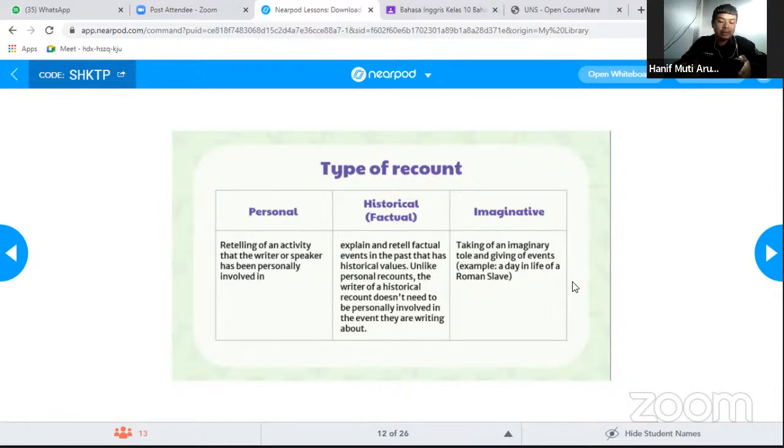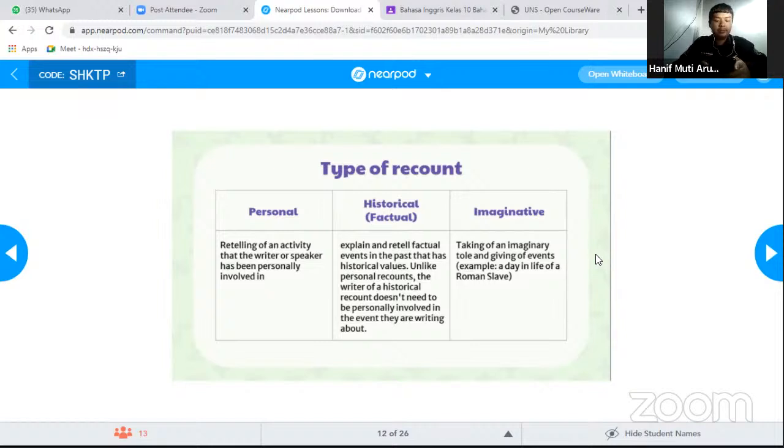The types of recount are three. The first is personal. Personal is retelling an activity that the writer or speaker has been personally involved in. And my students, the second is historical. Historical explains and retells factual events in the past that have historical value. Unlike a personal recount, the writer of a historical recount doesn't need to be personally involved in the event they are writing about. And last, imaginative. Imaginative is about taking an imaginary topic and giving an event, for example, a day in the life of a Roman slave.